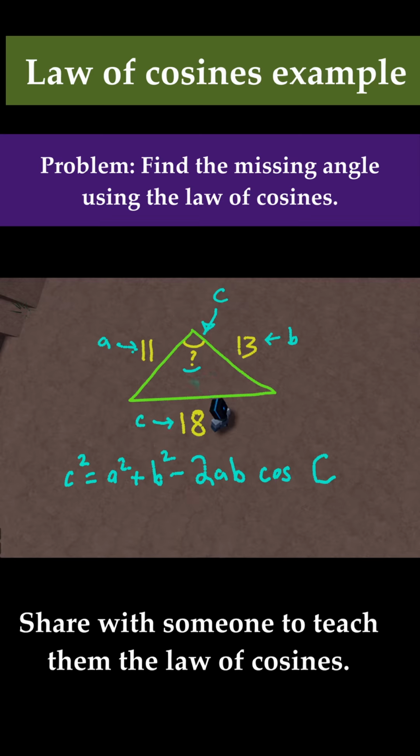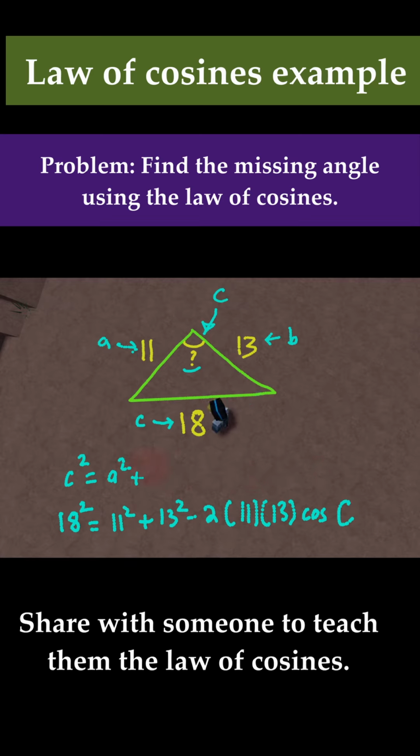Now just plug in these numbers and let's solve for the angle. So C squared is 18 squared. A squared is 11 squared. B squared is 13 squared. Minus 2 times A is 11, B is 13, and then cosine of C, our mystery angle, which we don't know yet, so just keep it as cosine of C. I'll erase this at the top and then continue to simplify this expression.